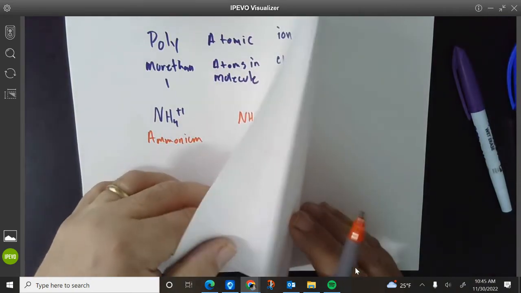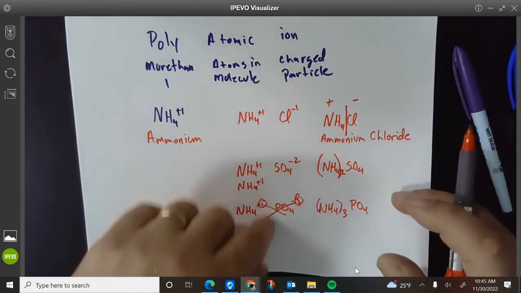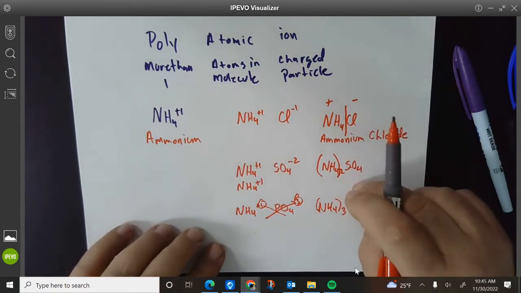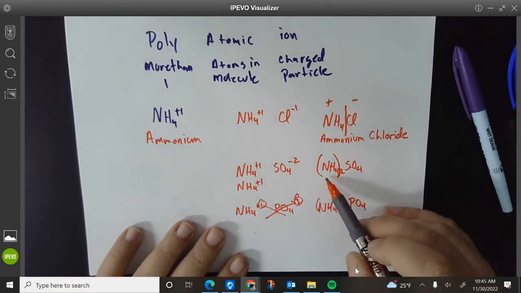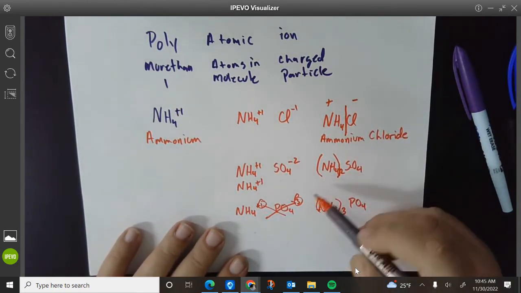Why do I need all this? Why is it important that I know how to write all this? Let's write these names here so I can make sure everybody remembers. What is NH4 again? Ammonium.